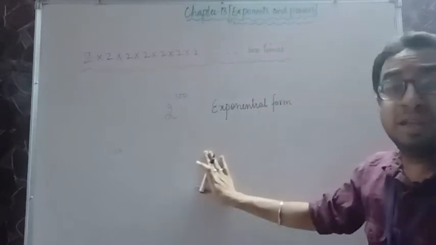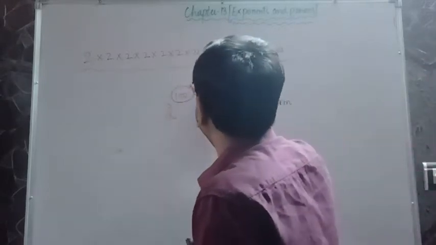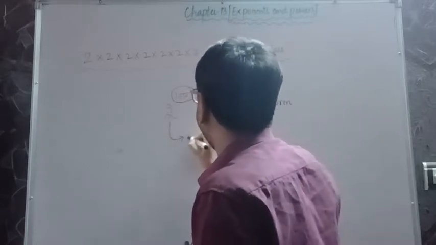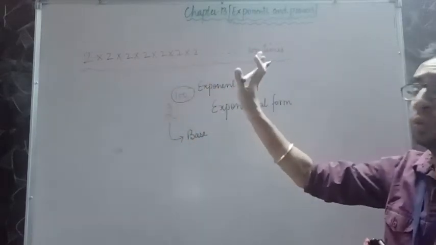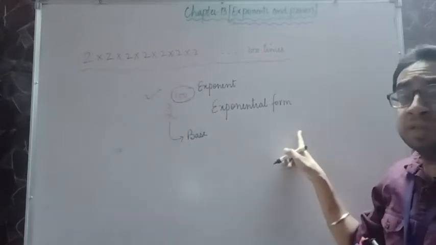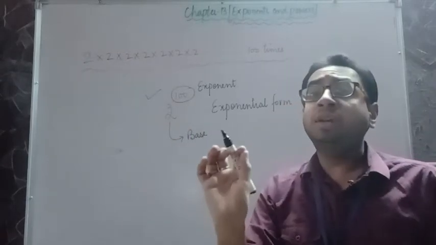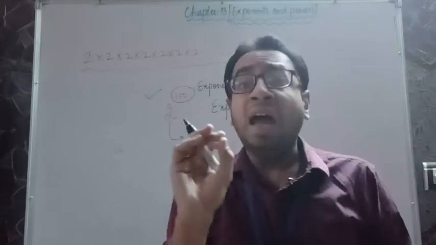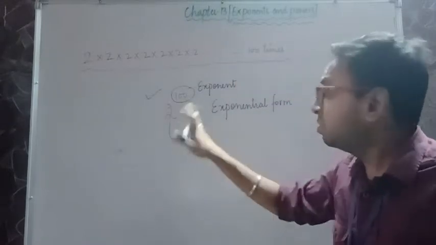Why is it known as exponential form? I'll tell you, because it has 100 as an exponent, and this 2 is called the base. So do remember, if such a task is given to us, we can represent it in this form called exponential form. This is the advantage of exponents and powers. Why do we use exponents and powers? Because it makes our presentation look presentable, it saves our time, and it's very easy to represent. There is no hard work.